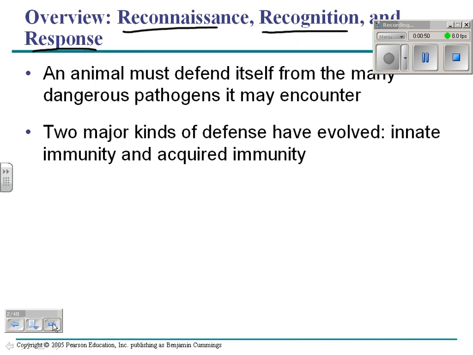Okay, there are two major kinds of defense: innate immunity, genetic, and acquired immunity. And it's the acquired immunity that we're going to spend the most time on.